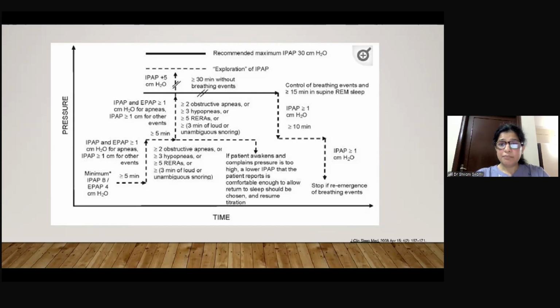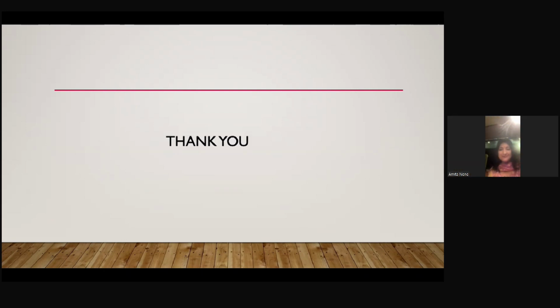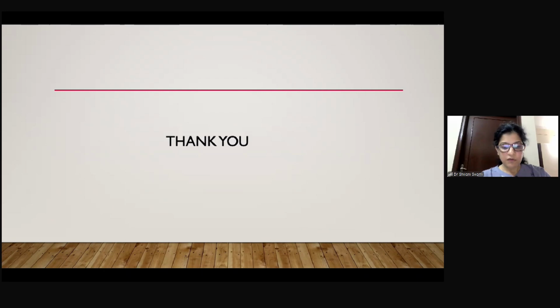Again, exploration of IPAP is another thing that we actually practice in BiPAP as well, but not with EPAP, only with the IPAP. The recommended maximum IPAP is 30 centimeters of water, which believe me is actually quite high. And then, of course, if the patient is uncomfortable at a higher pressure, you start reducing the pressure every 10 minutes until there is either reemergence of breathing events or snoring. So this is what I had to say about PAP therapy, and I'll hand it over back to Amita ma'am with again a huge vote of thanks for having me here.